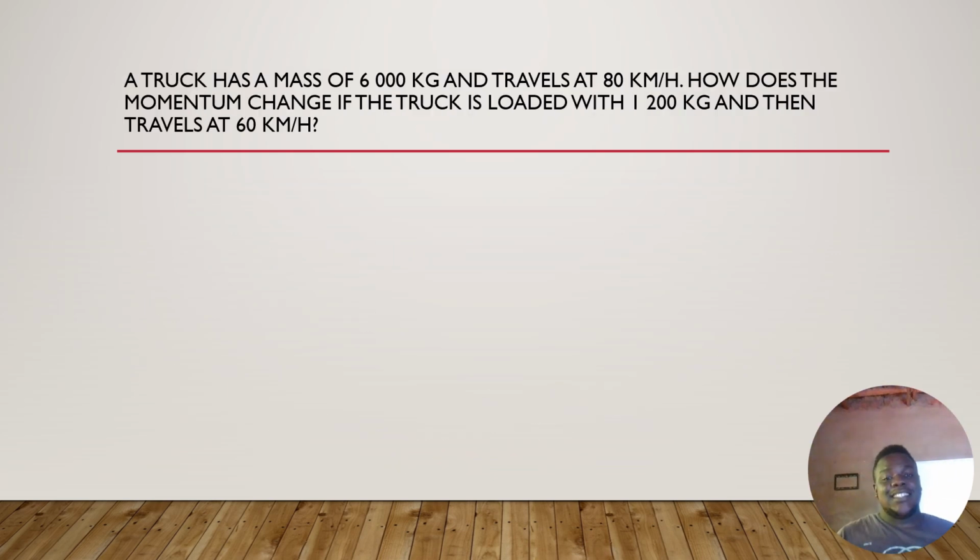A truck has a mass of 6,000 kg and it travels at 80 km per hour. What is the change in momentum, which means we're looking for the change in momentum here, if the truck is loaded with 1,200 kg and then it travels at 60 km per hour? You can pause the video and try the question. The question is very simple.